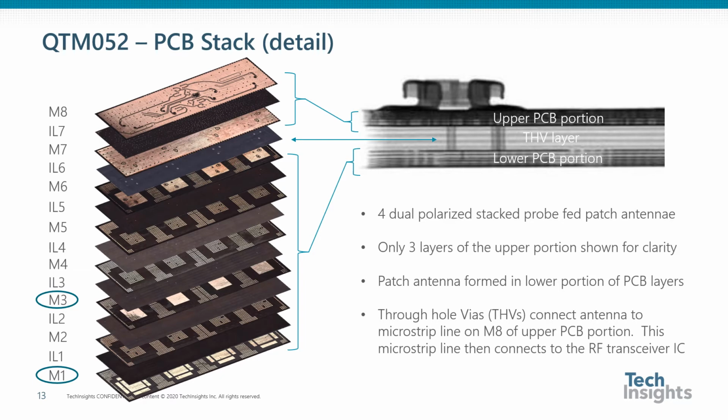M3 holds the driven patch, which is then coupled to the M1 patch via aperture openings in the M2 layer. The M1 patch also makes use of 4 edge coupled structures. The M1 patch is connected to two vias, dual phase, that connect through the M4 to M6 layers, at which point through-hole vias are used to connect to the microstrip lines in the M8 upper portion of the PCB. These microstrip lines are then routed to the transceiver die.